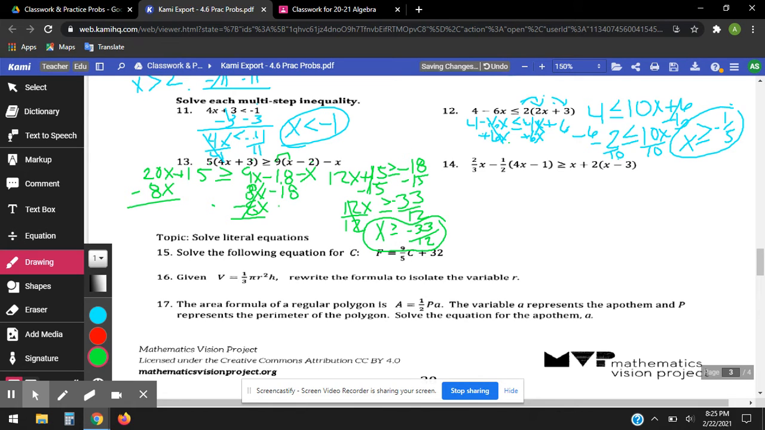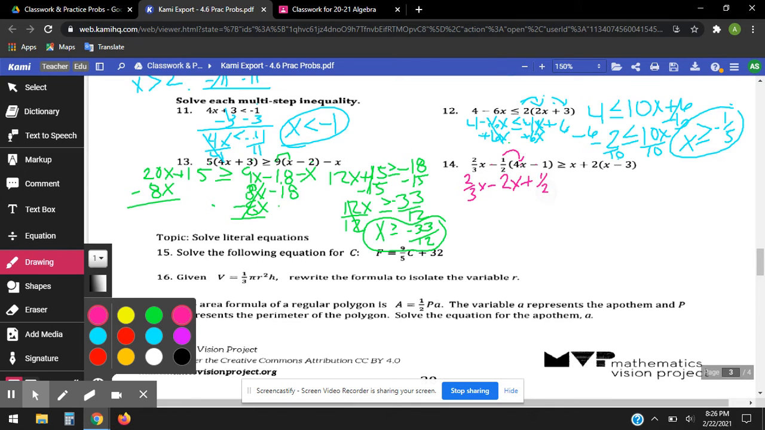All right, and 14. Oh, that one's kind of ugly. Let's see. Fractions always scare people. Let's go ahead and write this out. 2/3 x minus half of 4 is 2x, minus a negative 2 times 1/2 of 1 is 1/2, greater than or equal to x plus 2x's minus 6. So make sure we do those symbols that we need to.